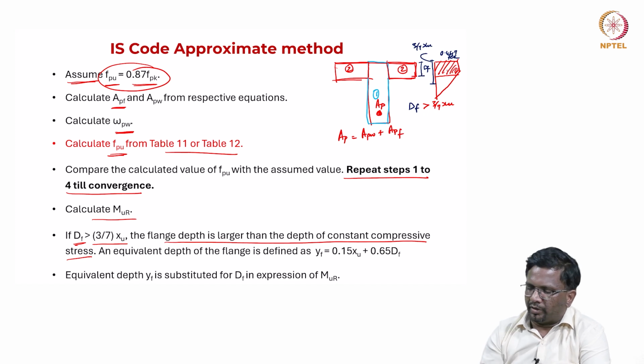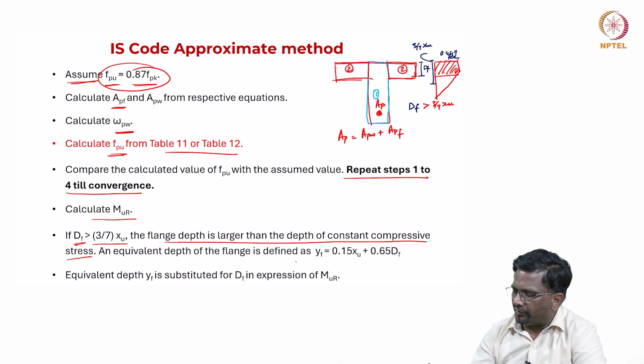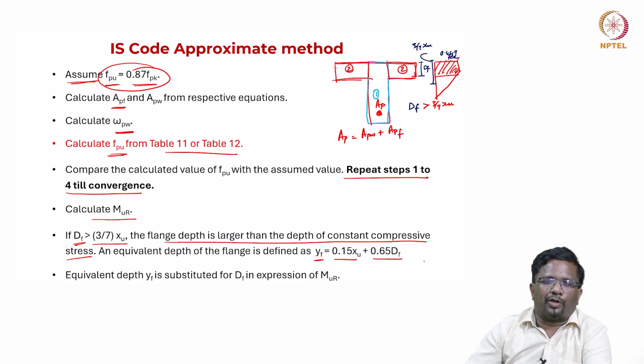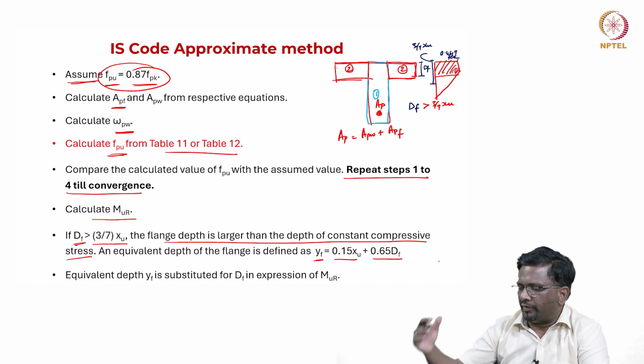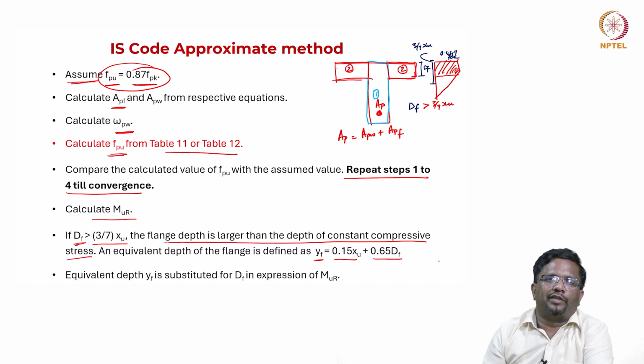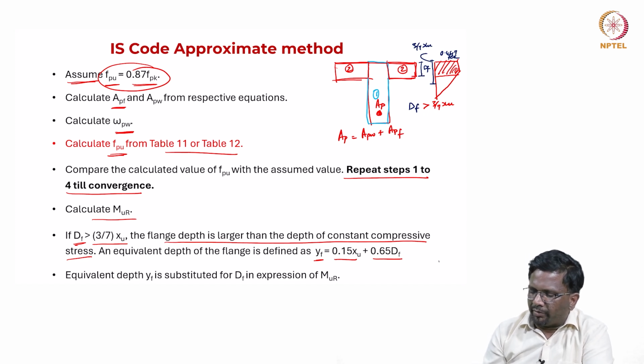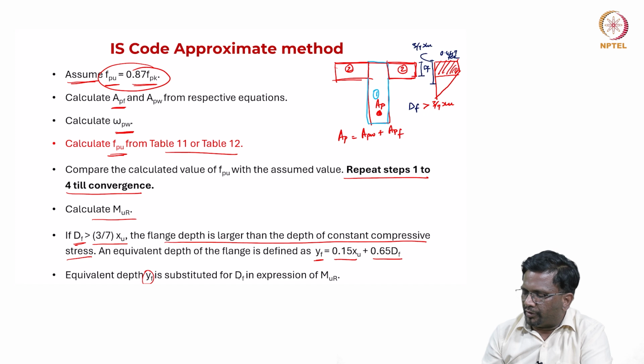So, both of them. For that, the code is saying that instead of df in your calculation you can take the equivalent depth of the flange yf as 0.156 XU plus 0.65 df. It is an approximation. So, people have done a lot of strain compatibility work on this, and they are finding that this is good enough. It gives you very close calculations. Okay. So, the equivalent depth YF is substituted for DF in your expression for the moment resistance. Okay, that is what we have. So, you can get your values, right.